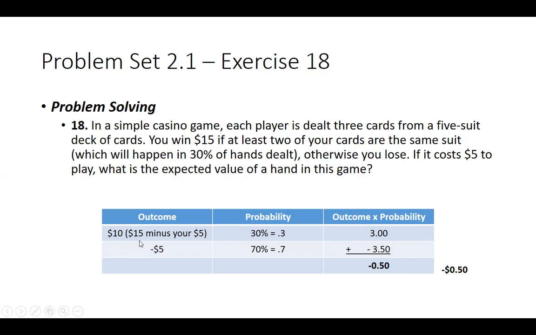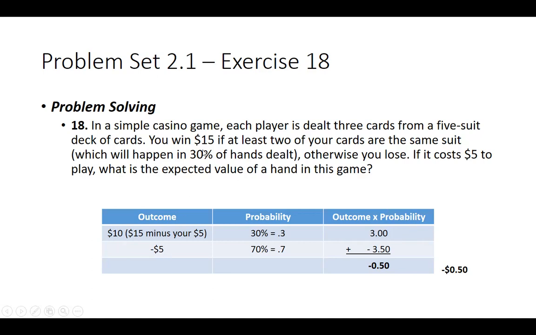If you win $15, you're actually only winning $10 because $5 of that was already yours. So you have to subtract your $5 from the $15 you win, meaning that the one outcome is that you get $10. The probability from the problem is that that'll happen in 30% of hands dealt. Probability of 30% is 0.3. We multiply the $10 times the 0.3. We get an outcome times probability of 3.00.